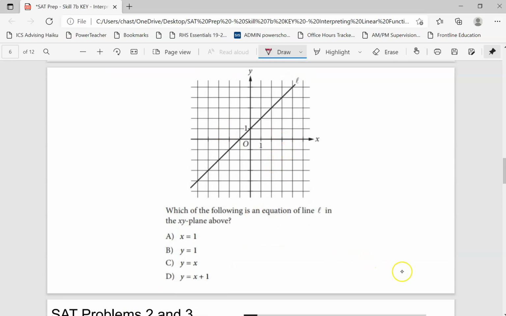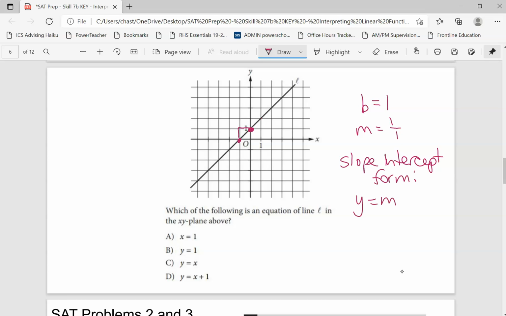I'll let you try this next one, but note that it has a y-intercept at 1. And for a slope, we just find another point that is on the graph, and we do our rise over run. So now just put it into slope-intercept form, y equals mx plus b. Plug in your m and your b to the equation and select your answer choice. Okay?